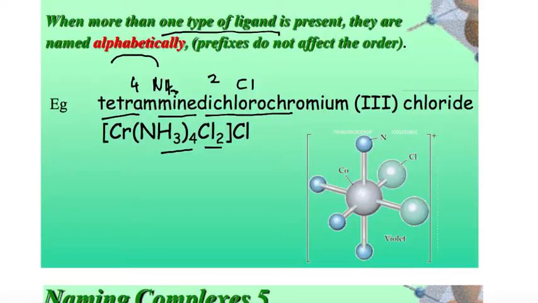Obviously, in this case, the complex is the cation, and then there's a chloride next to it, which is the anion. Remember from the start I've mentioned the cation could be complex, or the anion could be the complex one.